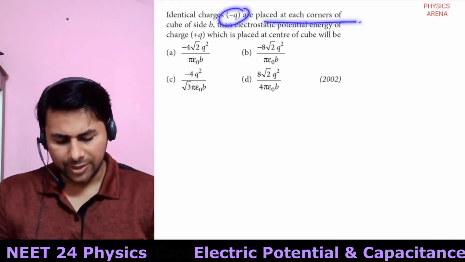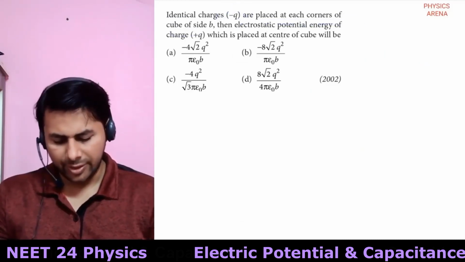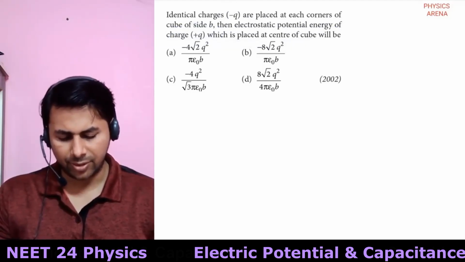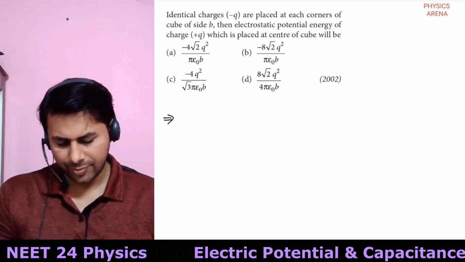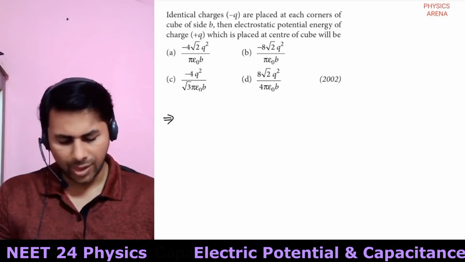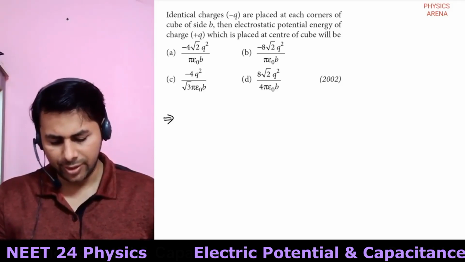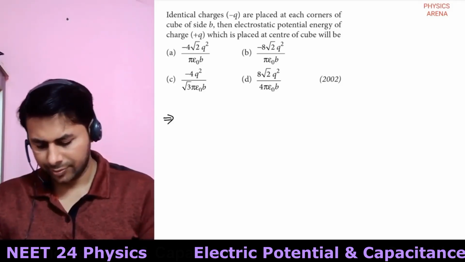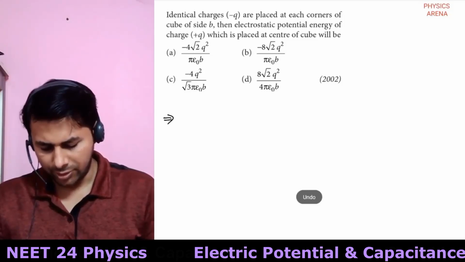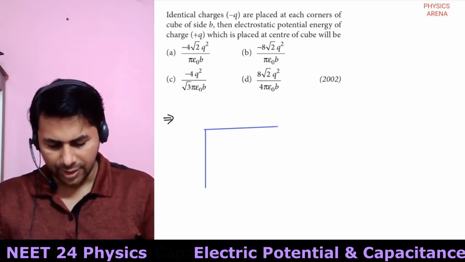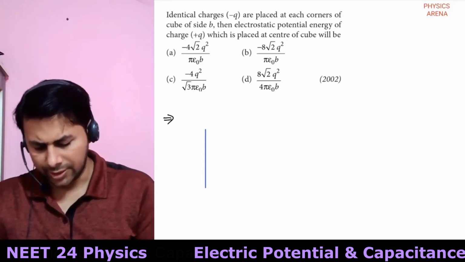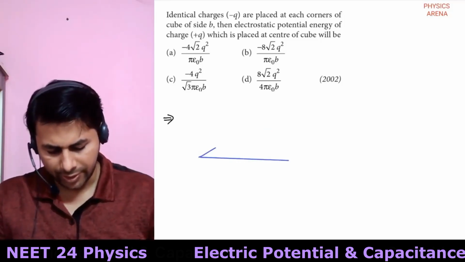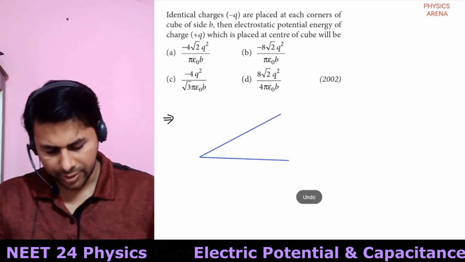Identical charges minus q are placed at each corner of a cube of side B. Then the electrostatic potential energy of charge plus q, which is placed at the center of the cube, will be. Okay. So again, this is simple. How much will be the electrostatic potential energy of charge plus q? You have four charges at four corners. Not four charges, it's a cube. I thought it's a square.